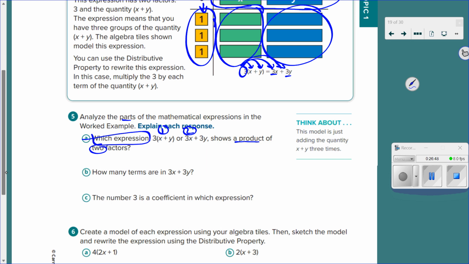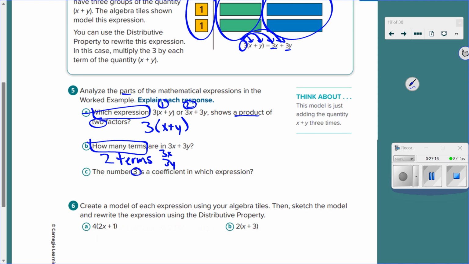Yeah. Now, our second question, so the answer to this one is 3 times the quantity x plus y shows 2 products. How many terms are in my expression 3x plus 3y? 2 terms. What are the 2 terms? 3x and 3y. The number 3 is a coefficient in which expression? Expression 1 or expression 2? How many think it's a coefficient in expression 1? Raise your hand. How many think it's a coefficient in expression 2? Raise your hand. Good job.